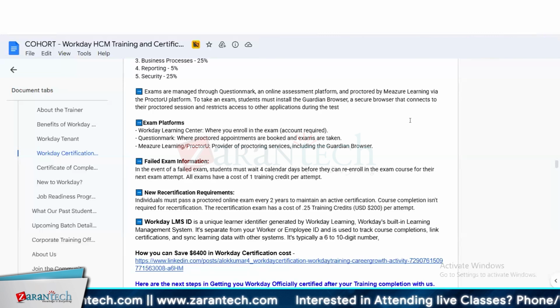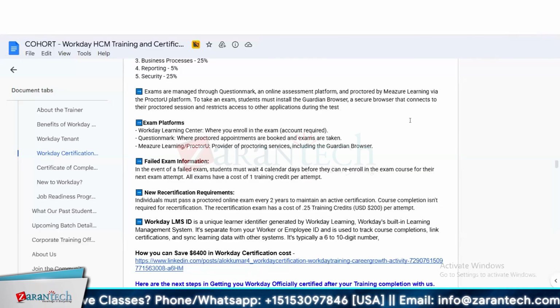That's just because Workday releases new features every year. So for that, you need to just go through that and give the sample exam. That's an unlimited attempt for that. That's the different thing.